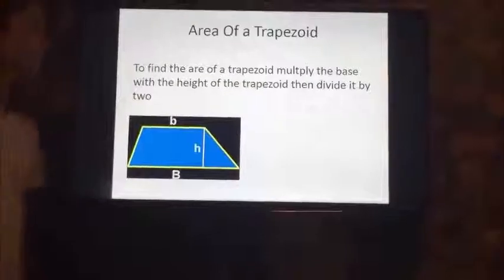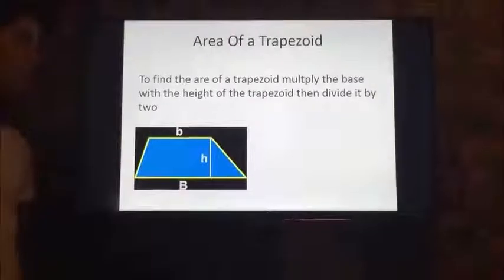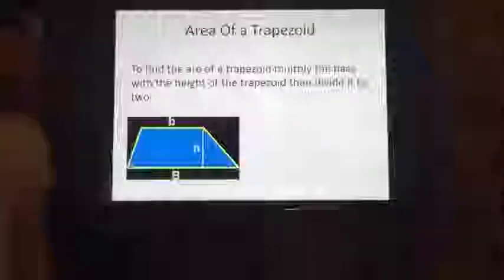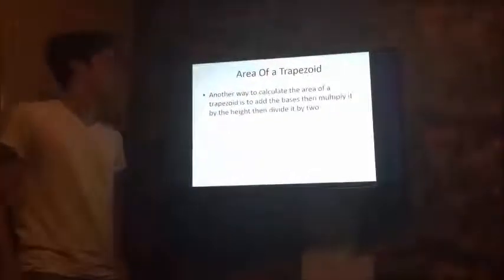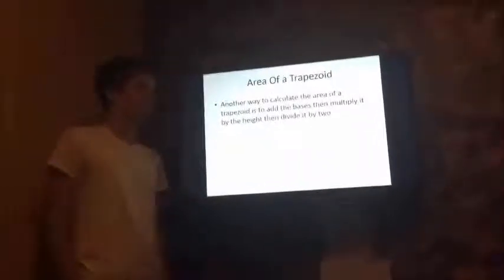Area of a trapezoid. To find the area of a trapezoid, multiply the base with the height of the trapezoid, then divide it by 2. Another way to calculate the area of a trapezoid is to add up the bases, multiply it by the height, and divide it by 2.